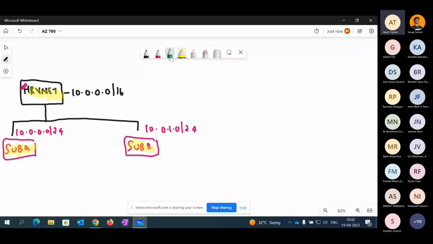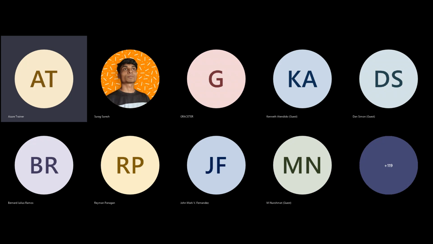Now we have created a VM1 here. VM1 we have attached to this subnet. We got an IP address 10.0.0.4. Now let me go and create another VM in the same subnet. Let's create VM2 and see how this communicates. Let me go and connect to this VM2 here.